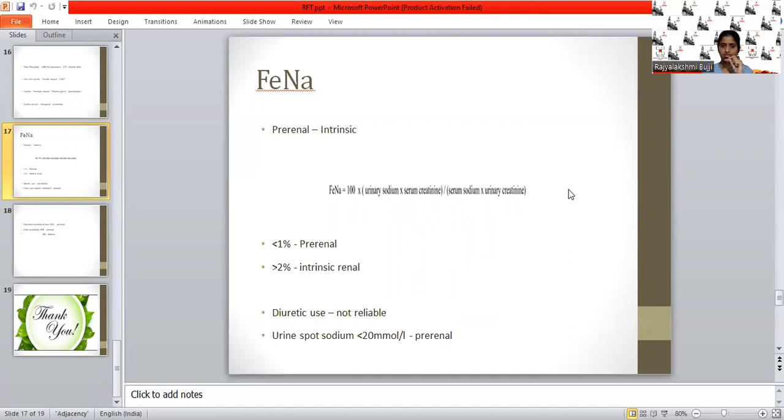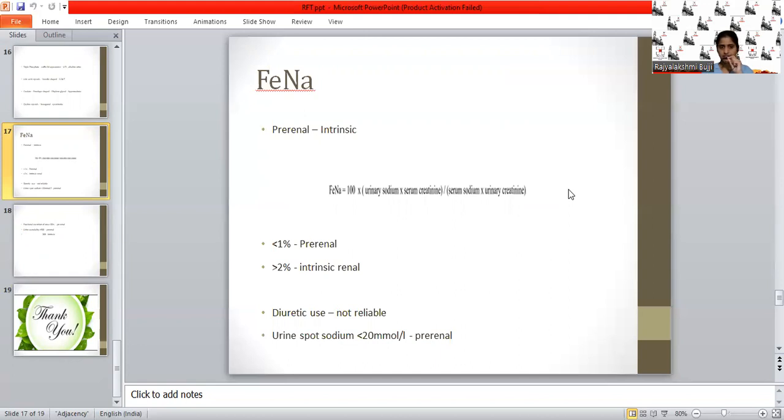If it is more than 2%, it is intrinsic renal. In such a scenario, if the stage of CLD is advanced and the stage of kidney injury is also advanced, such patients may require liver kidney transplant. That means if fractional excretion of sodium is more than 2%, there is intrinsic renal damage. Such patients will not benefit from fluid resuscitation or albumin. The kidney function will only get reversed by reversing the liver function, that is liver transplant.